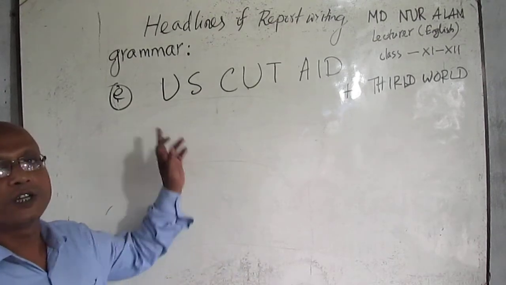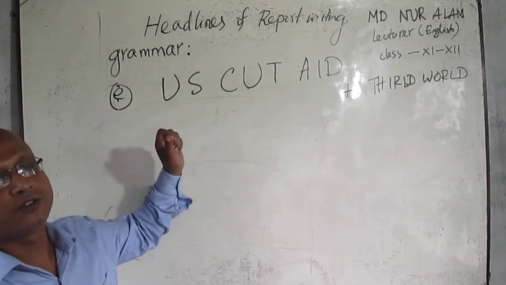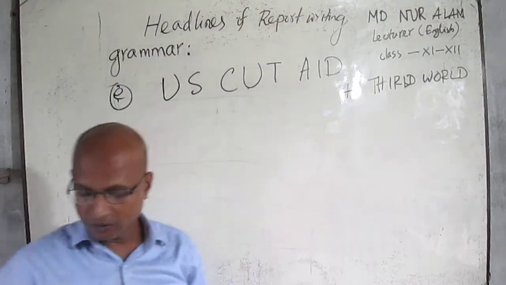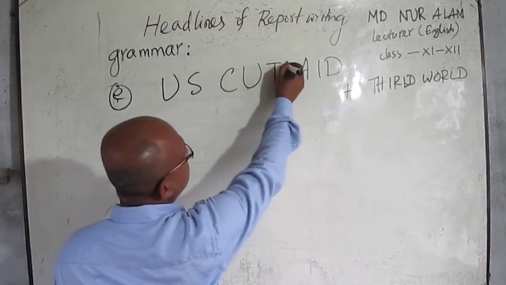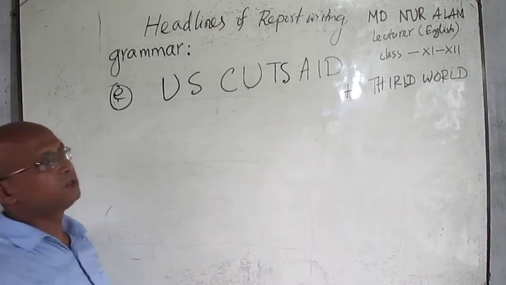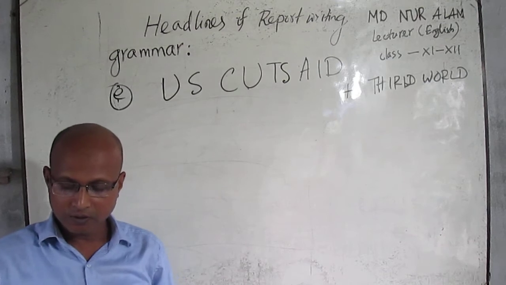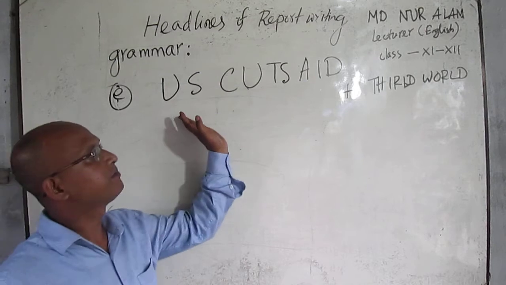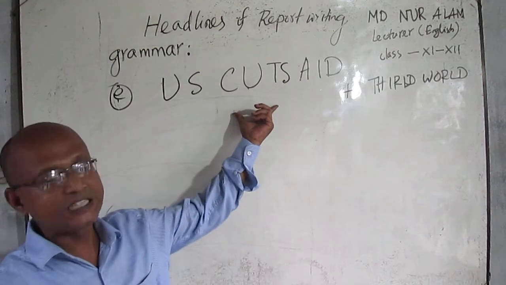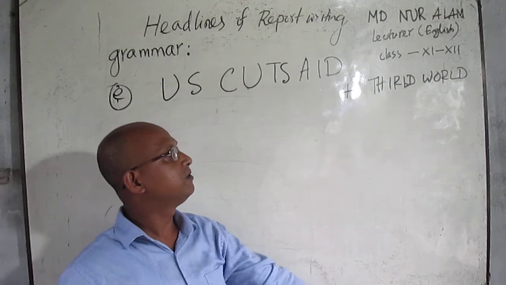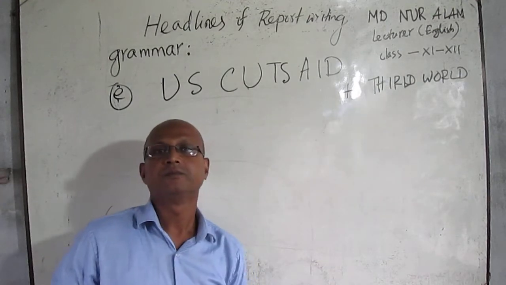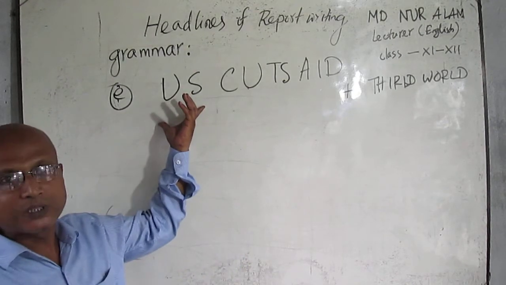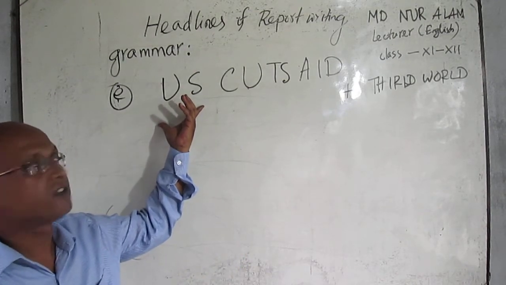I think you can see the headline I wrote here. US cut aid to third world. US cuts aid to third world. So, what is the meaning of this sentence? US is the subject and cuts is the verb, aid is the noun, to third world is the complementary part of the headline. So here US means the United States of America.